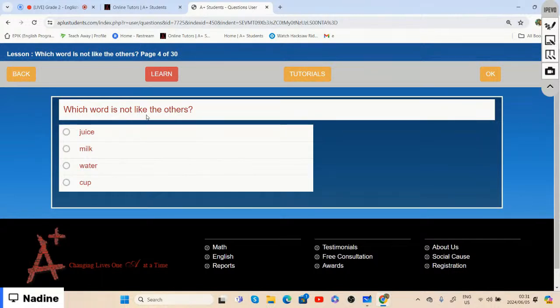All right, and now the next one says, which word is not like the others? We have juice, milk, water, cup. Juice, milk, water, or cup. Which is the word that is not like the others?